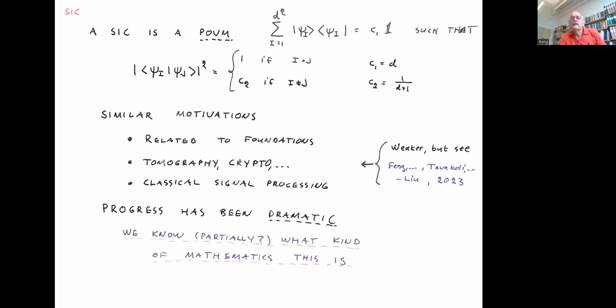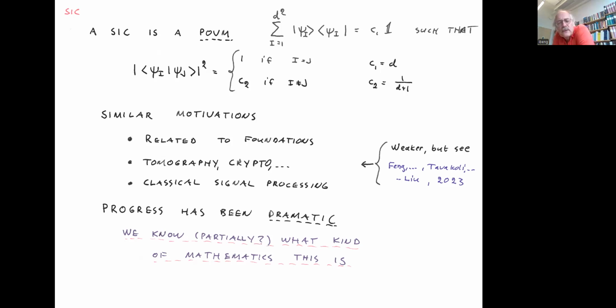People are working on it, and there has been some progress, in particular last year. These people here, there are 14 authors. I single out one of them, Tavakoli, because he's my personal friend. Anyway, they were able to do SIC measurements in dimension 3 using integrated photonics. So there is some progress in the lab, but we're going to discuss much higher dimensions in a moment than 3. So this is definitely a case where theory is ahead of experiment.